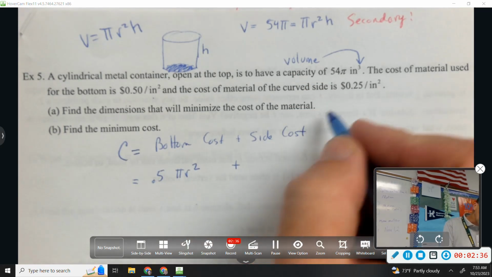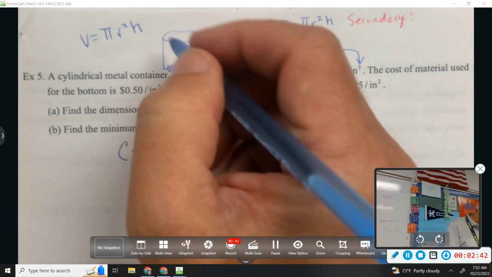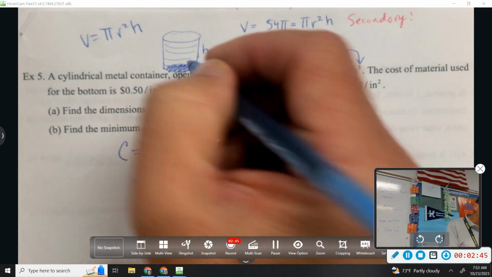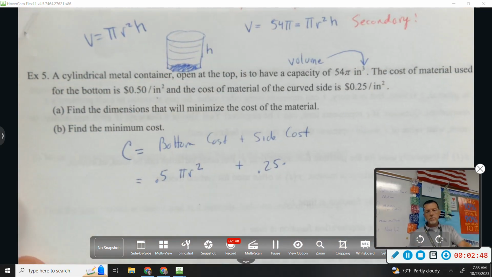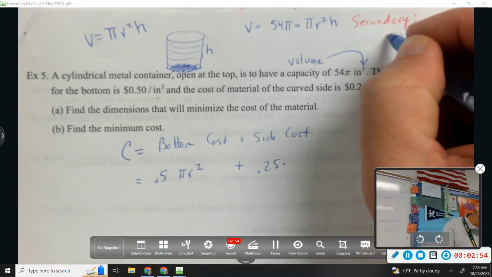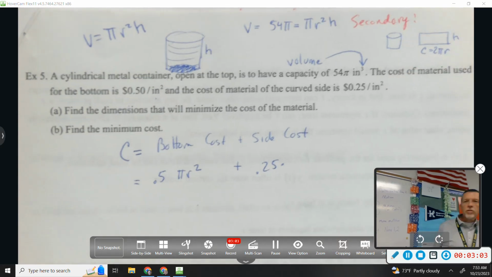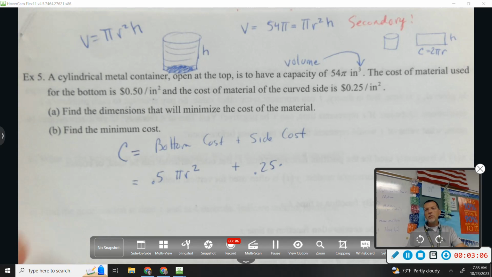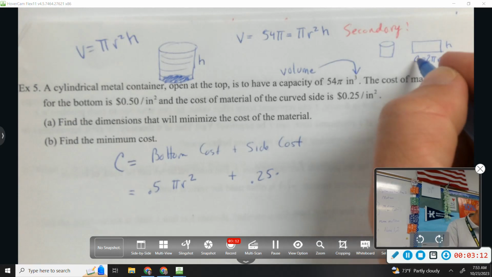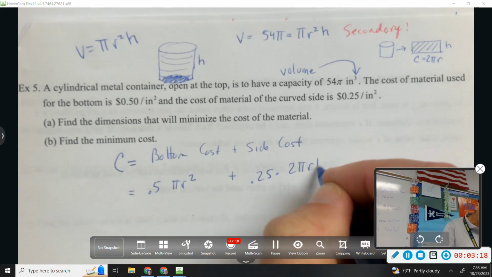Cost of the side is 25 cents times the area of the side. So I need the area of that lateral surface area of a cylinder. Probably not given to you. But if you rolled out that cylinder, this would be the circumference, which is 2 pi r. That's why we want you to understand formulas rather than memorize them. That way when you see them later and you need them, you can figure them out. So that surface area is 2 pi r h.